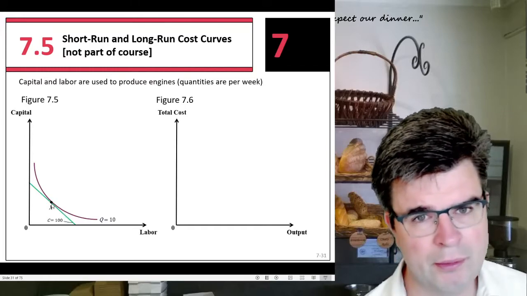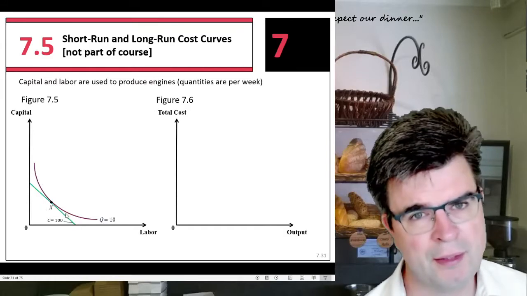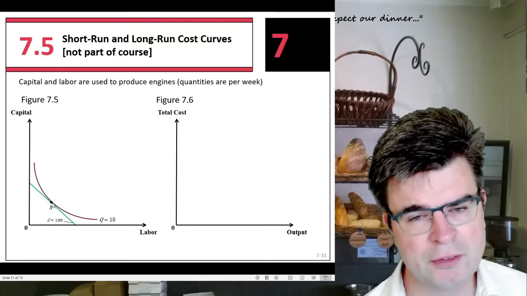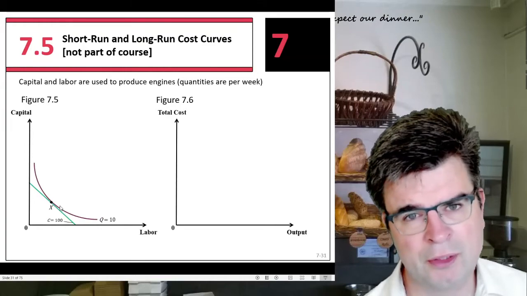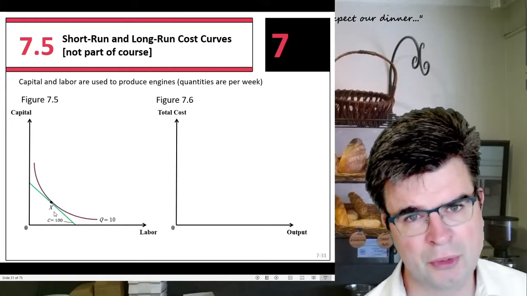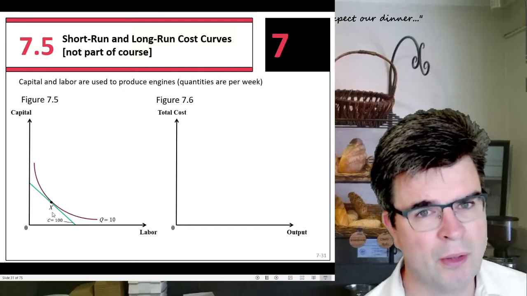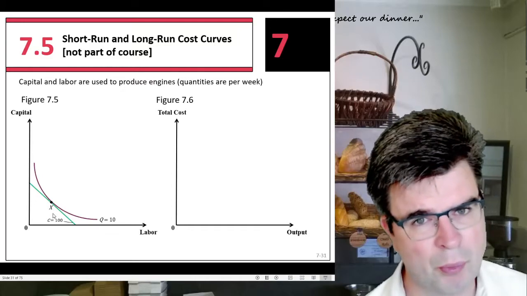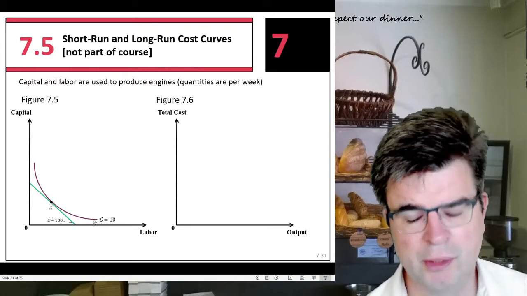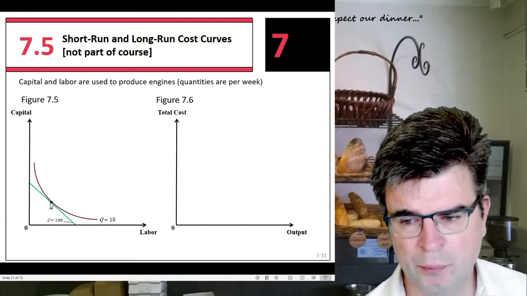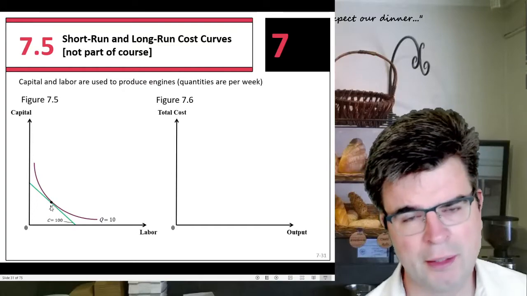And the optimal point, the combination of capital and labor that allows the firm to produce 10 engines at the lowest possible cost, is the point X, where the isoquant is exactly tangent to the iso-cost function. Just like we have an optimal consumption bundle where the indifference curve is tangent to the budget line. So if we want to produce 10 engines, we do so by choosing an amount of capital and labor as represented by the bundle X.